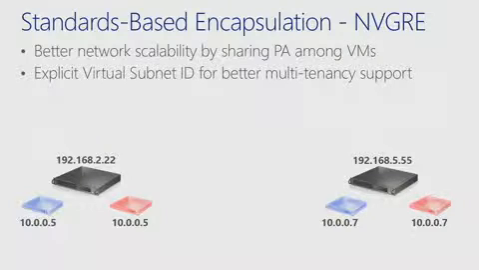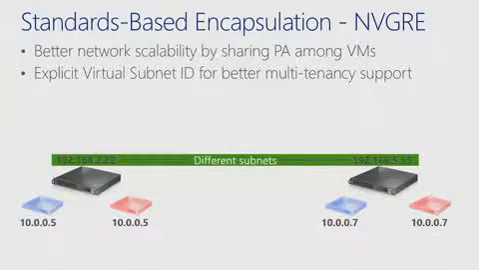In terms of what we're using, something called NVGRE, which is a standard. It provides that scalability by sharing that provider address among VMs. So the VM, as a guest OS, doesn't really have any knowledge about this provider address. It doesn't know about this physical address; it thinks it's got an entire infrastructure to itself. It doesn't know about the 192 addresses in this case.